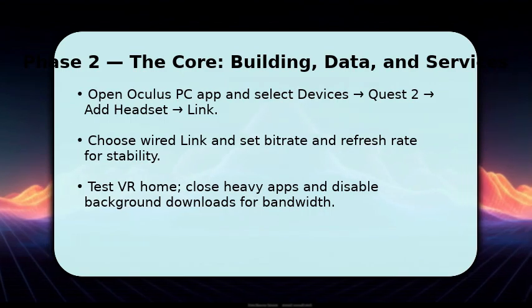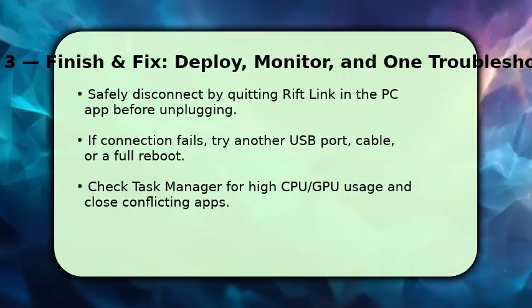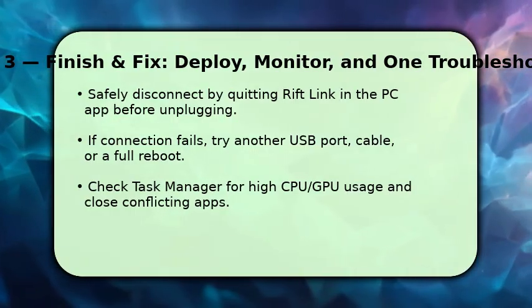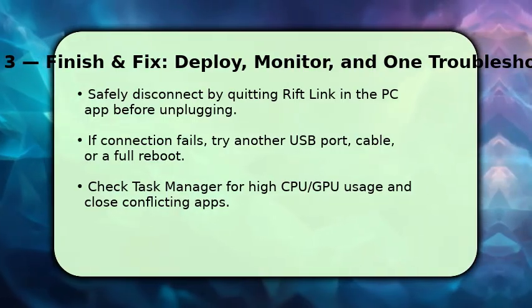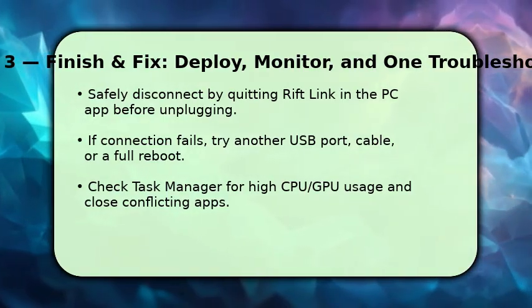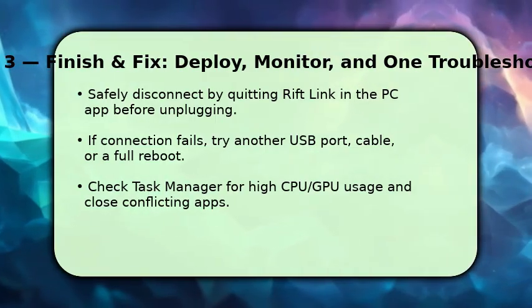You're wrapping up by learning the safe disconnect and one key fix. Quit Rift Link in the PC app and then unplug the cable to avoid corrupted sessions. If Link won't connect, first swap to a different USB 3.0 port or try the official cable. Cheap cables often fail data transfer.